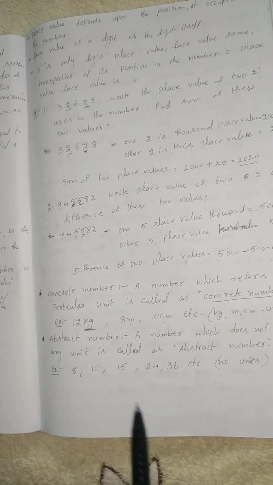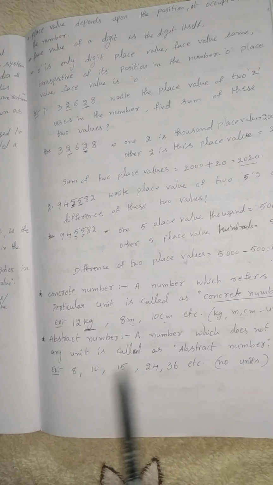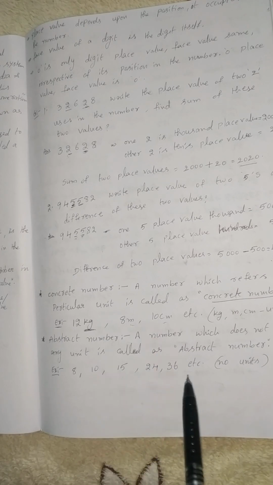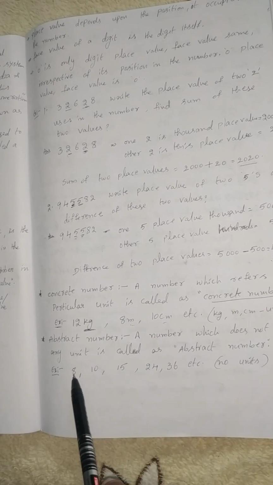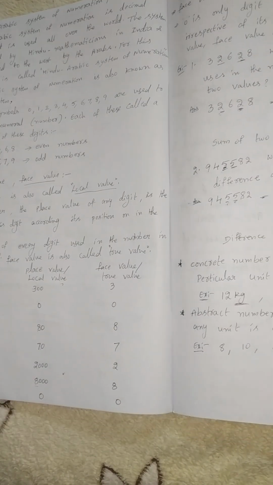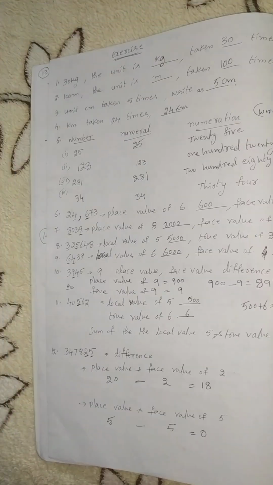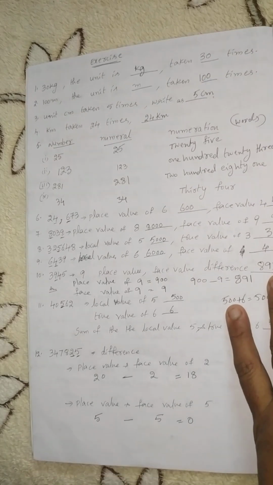Abstract number is the opposite. The number which does not have any unit is called an abstract number. For example, 8, 10, 15, 24, etc. So, there are no units after the number. We will write the unit after the number. This is very important. So, this is the concrete number and abstract number. We will discuss some examples.